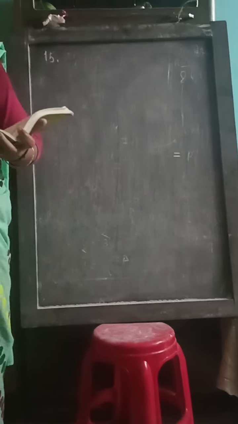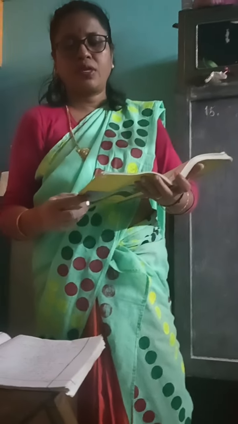Question number 15. Prove that the product of m geometric means between a and b is the mth root of ab.